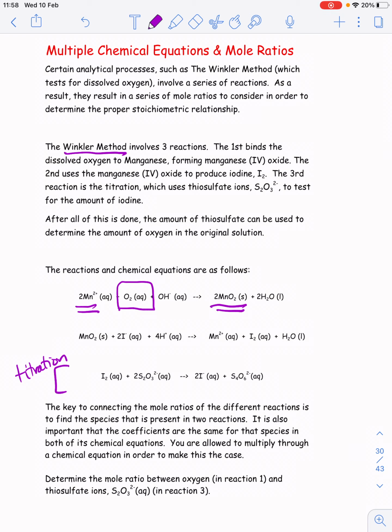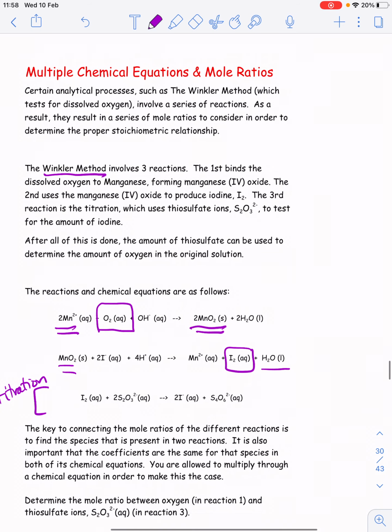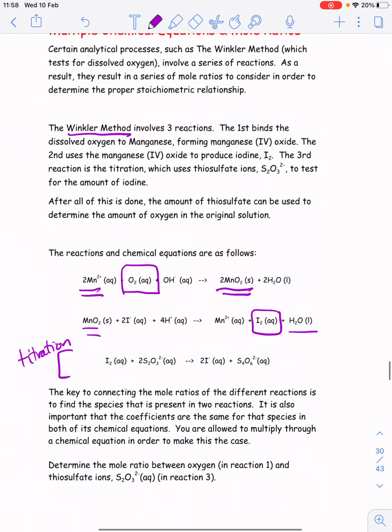It locks it in as manganese oxide, manganese 4 oxide. And then that manganese oxide can be further reacted. And at that point, actually, the oxygen ends up in water. But what we care about is that that manganese oxide reacts and forms some iodine, because then we can test for iodine with a titration here with S2O32-, which is something that's called thiosulfate.